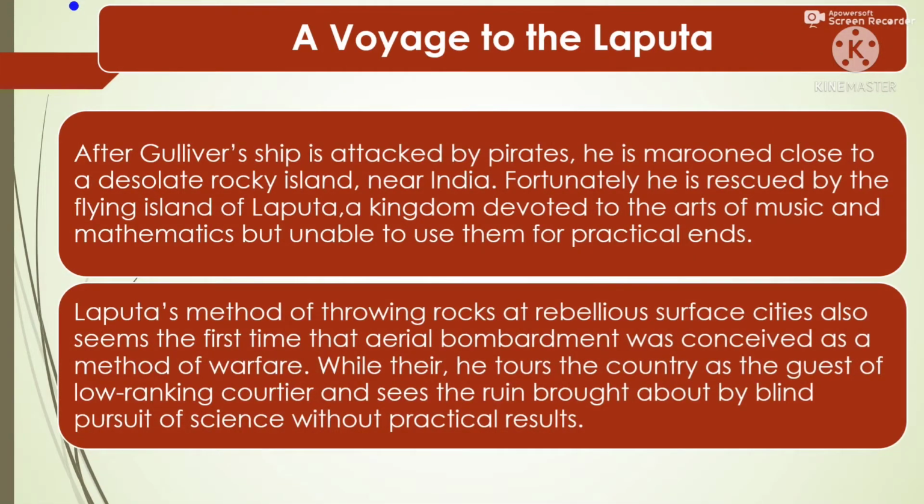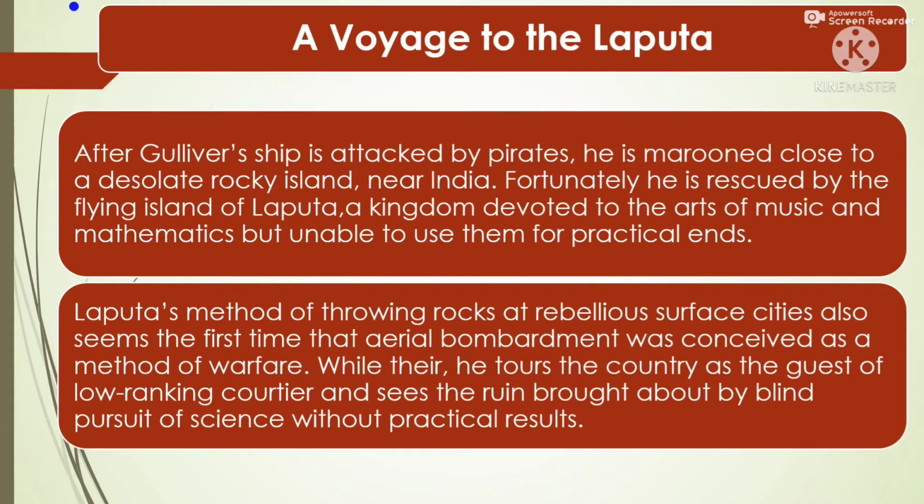Then Voyage to Laputa also. After Gulliver's ship is attacked by pirates, he is marooned close to a desolate rocky island near India that is called Laputa. Fortunately, he is rescued by the flying island of Laputa, a kingdom devoted to the arts of music and mathematics. Laputa was rich in the art of music and mathematics, but unable to use them for practical ends. Gulliver helped them, right? Laputa's method of throwing rocks at rebellious surface cities was also the first time that aerial bombardment was conceived as a method of warfare. So the people were rich in the art of music and mathematics, yet they were throwing rocks. I will show you the picture.